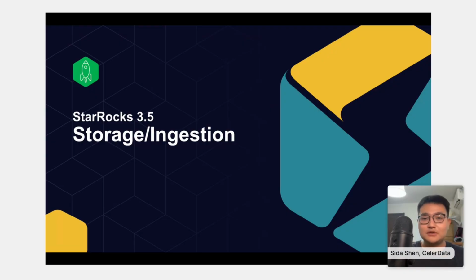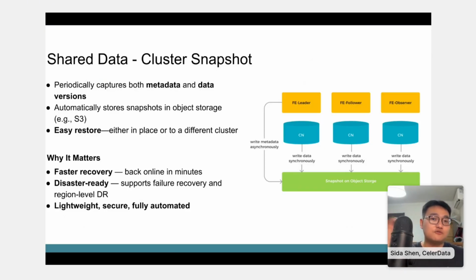So first, we're going to talk about our own optimized storage and data ingestion related features. First is shared data's cluster snapshot. As we just talked about before, with shared data, all of the data is persisted in external object storage. So for all the nines that AWS S3 has, they're safe.